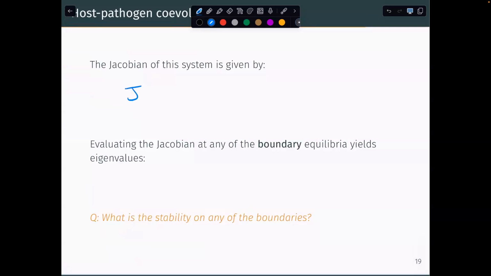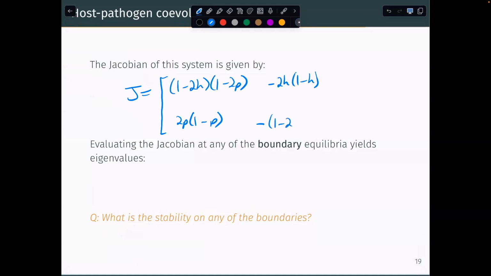So our Jacobian, I'm just going to write this down rather than deriving it because it's a relatively straightforward one to do. We have (1 minus 2h) multiplied by (1 minus 2p) in the top left, minus 2h times (1 minus h) in the top right, 2p times (1 minus p) in the bottom left, and minus (1 minus 2h) times (1 minus 2p) in the bottom right.